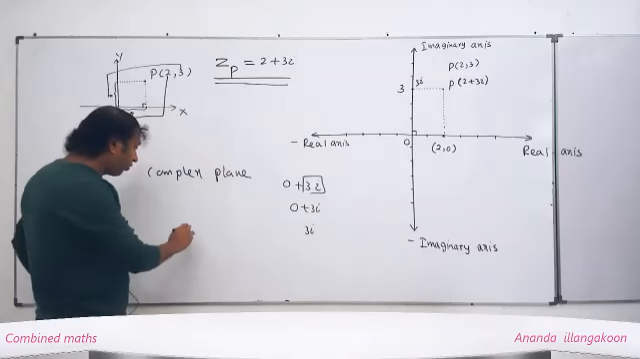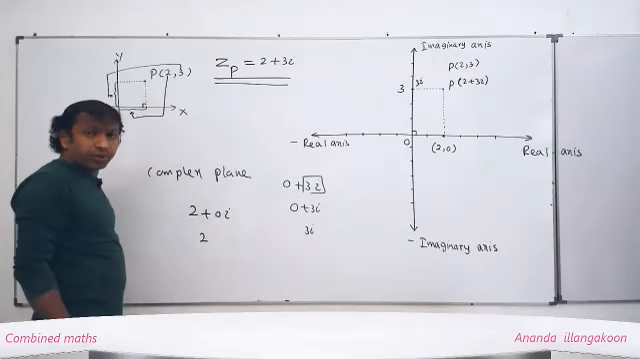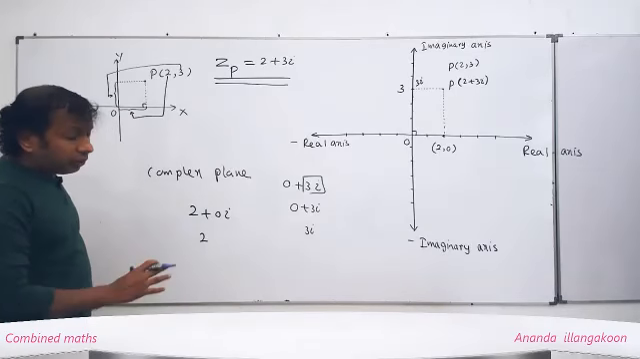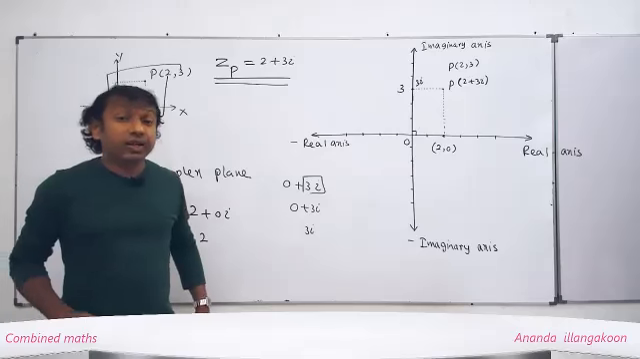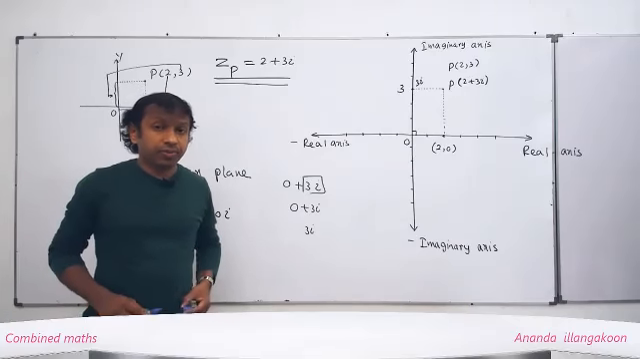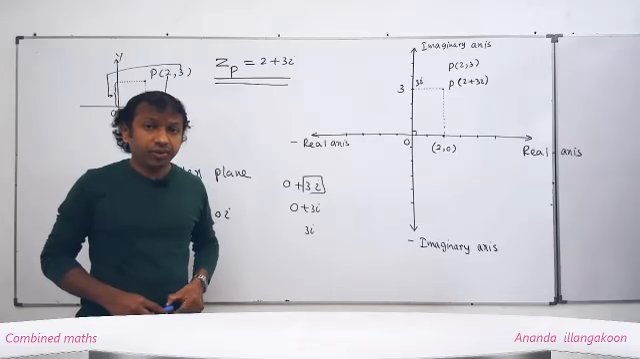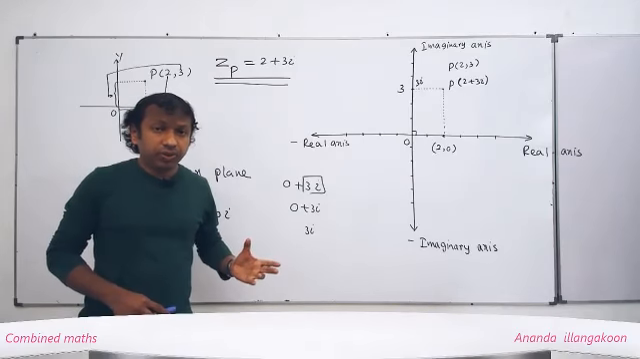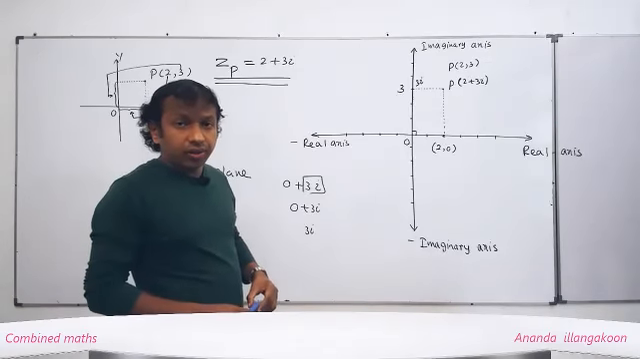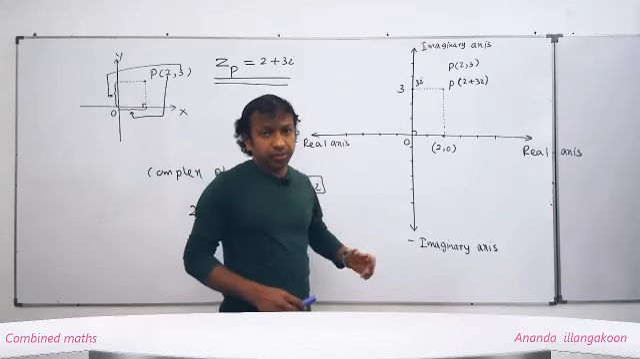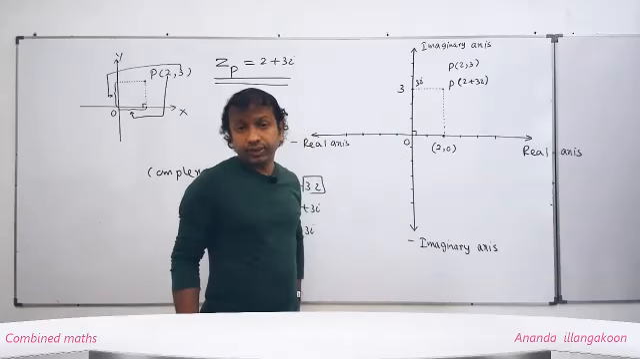Then the corresponding complex number, we can write 2 plus 0i. Then it is 2. Then we can very clearly understand any point on the real axis represents a purely real complex number. So that means all the points on the real axis represent real numbers. That complex number is purely real. So that is why this is known as the real axis.